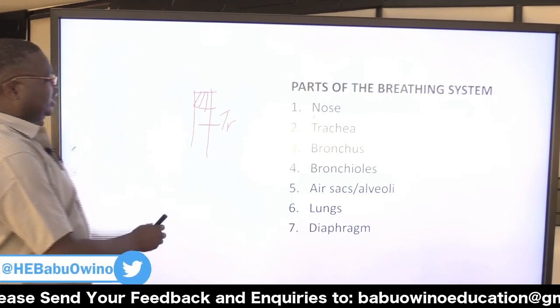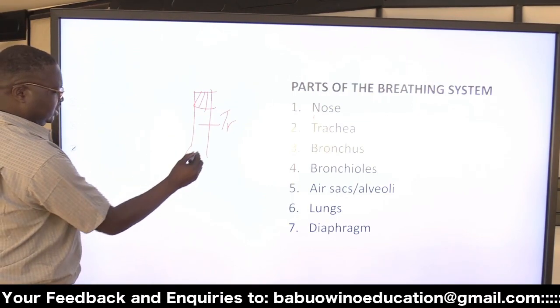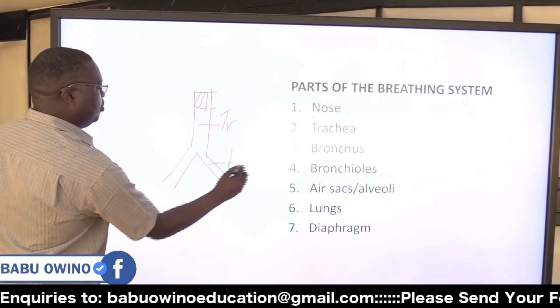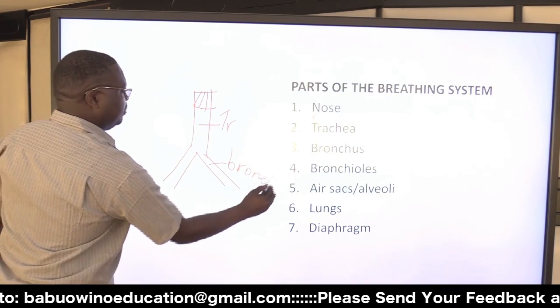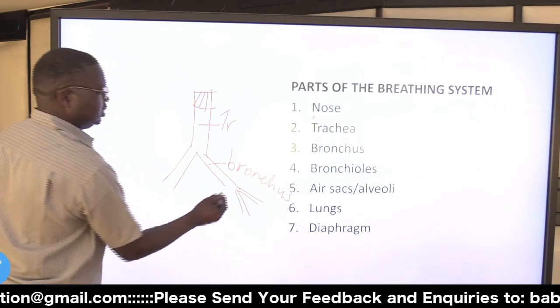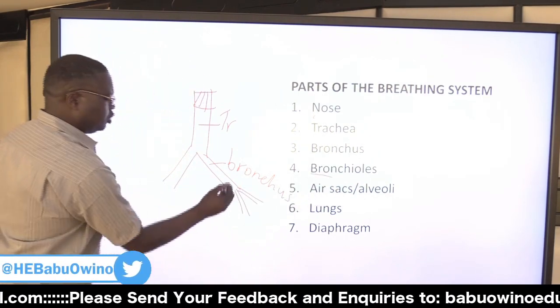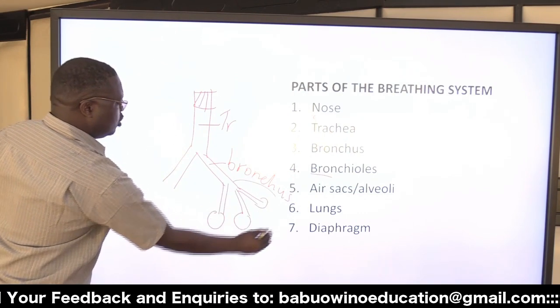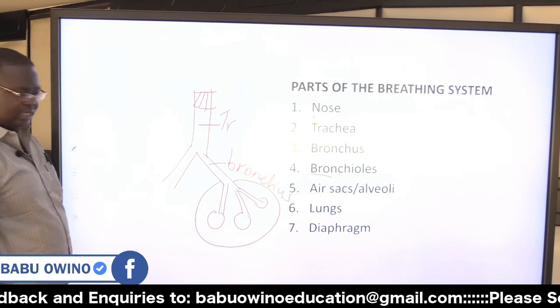So from the trachea, we have the branches. One, we have this first branch called the bronchus. Then the bronchus also subdivides into bronchioles. The bronchioles lead to alveoli or air sacs. They are found in the flesh here called lungs.